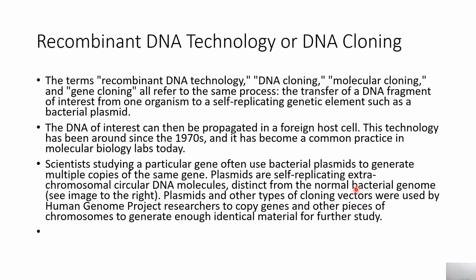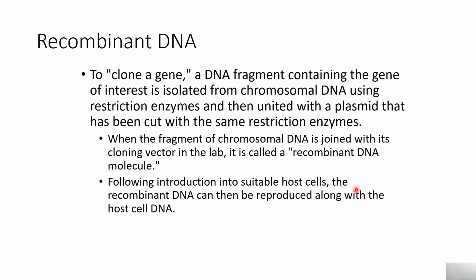Scientists studying a particular gene often use bacterial plasmids to generate multiple copies of the same gene. Plasmids are self-replicating extrachromosomal circular DNA molecules distinct from the normal bacterial genome. Plasmids and other types of cloning vectors were used by Human Genome Project researchers to copy genes and other pieces of chromosomes to generate enough identical material for further study. Now, what do you mean by recombinant and all of that?